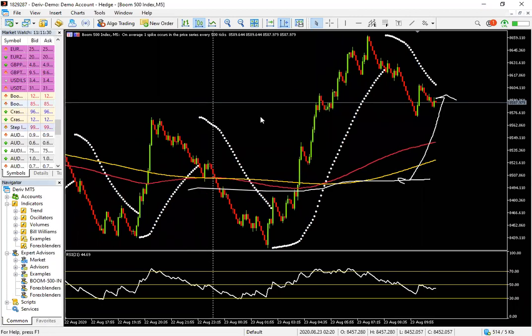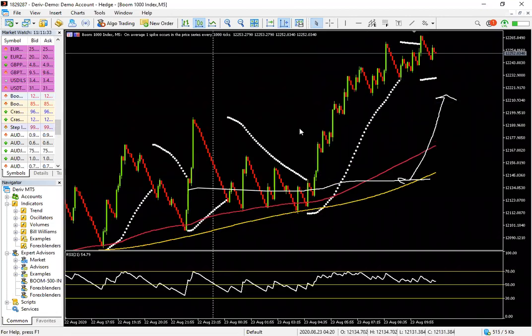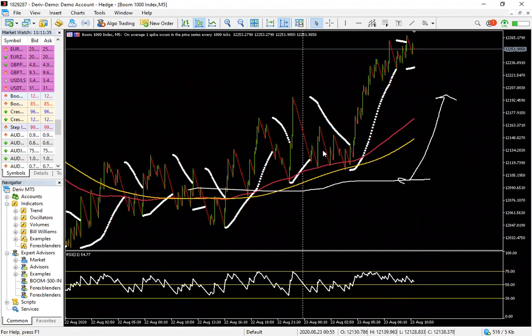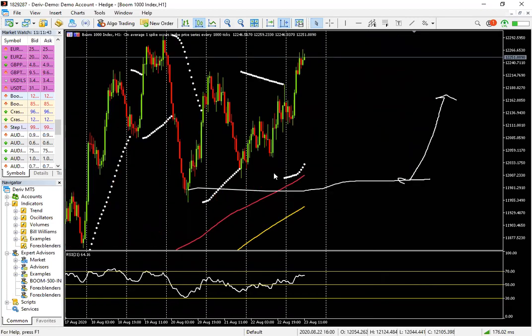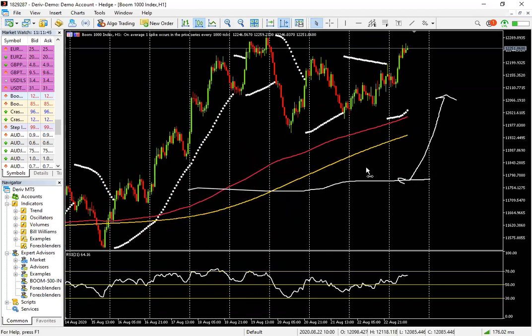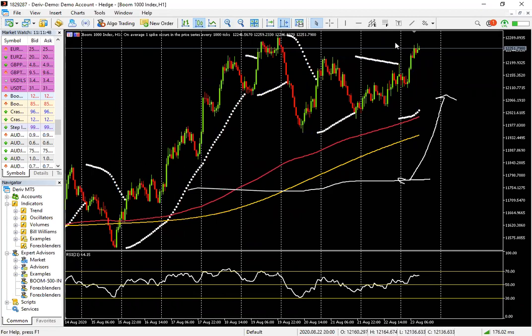Then Boom 1000. Let's see what we have on Boom 1000. Boom 1000 has been crashing of late, but it's going back up. So let's move to the 1 hour chart and see what we have. The 1 hour chart is like this. It's an uptrend. So if Boom 1000 continues to spike until this level of resistance, then it will be a nice opportunity for me to look for shorts. What I mean by short is that I'll be looking to sell.